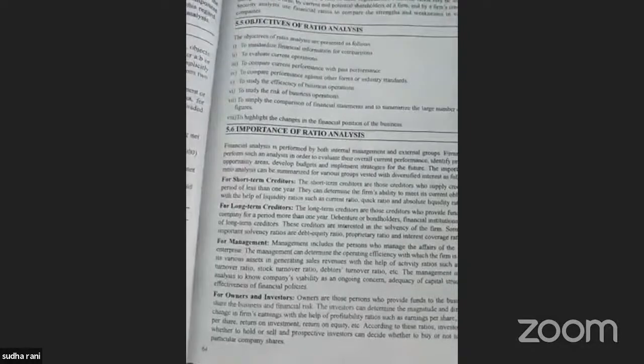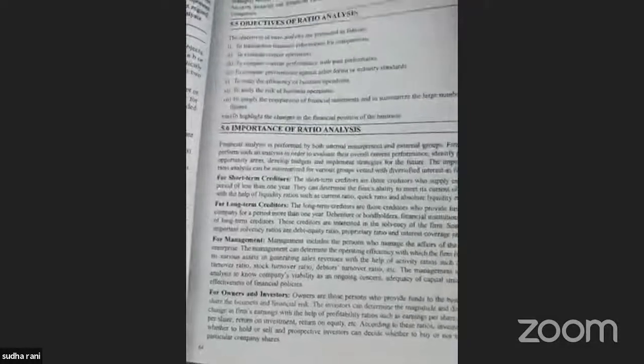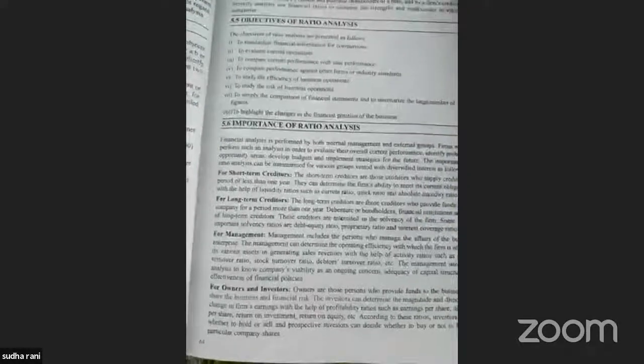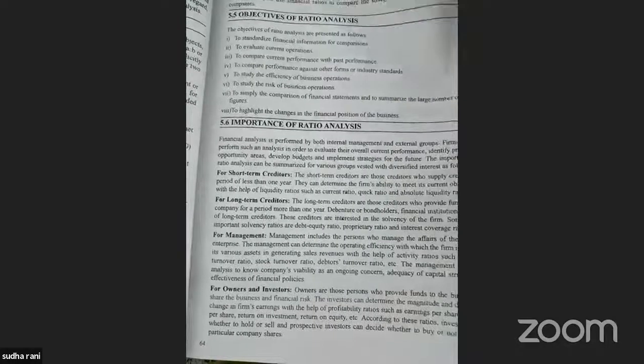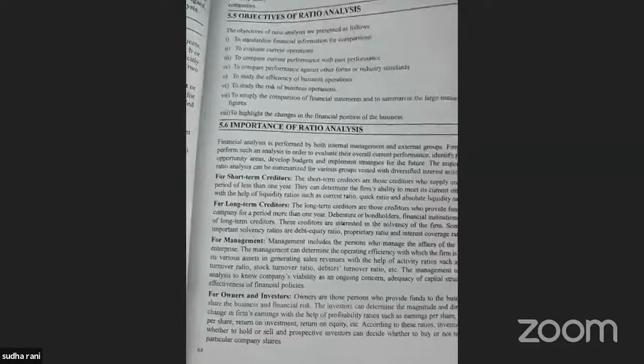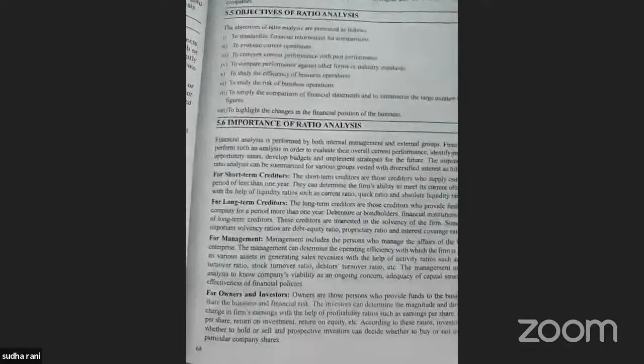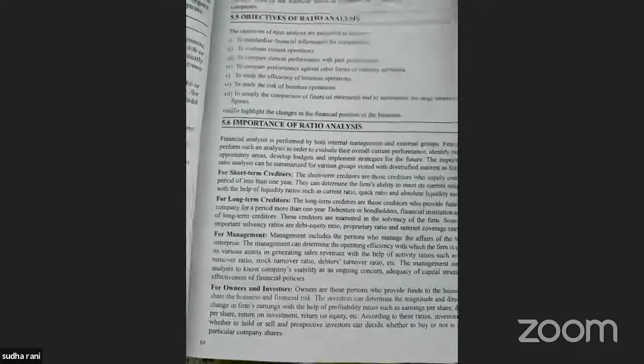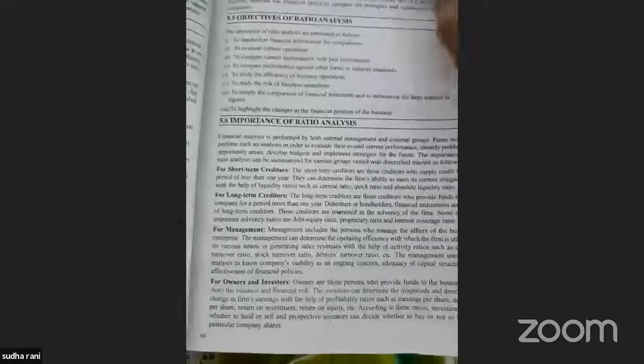Why do they want to use ratio analysis? Being top level management, in order to take future decisions and make future plans, they want to know the operating efficiency of the organization and the performance of the employees by using various ratios. So they use this.